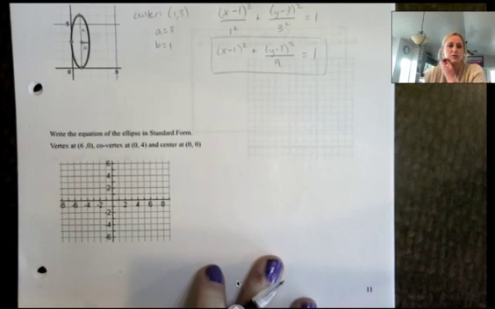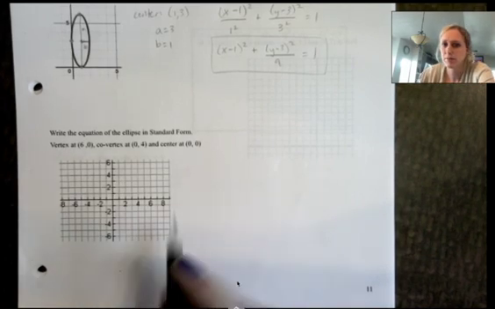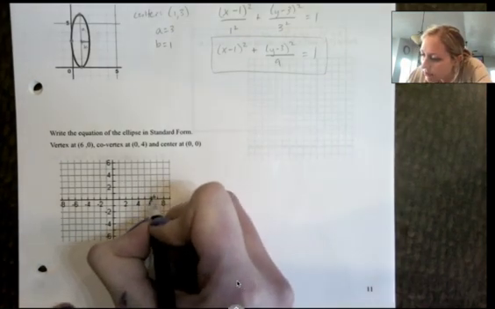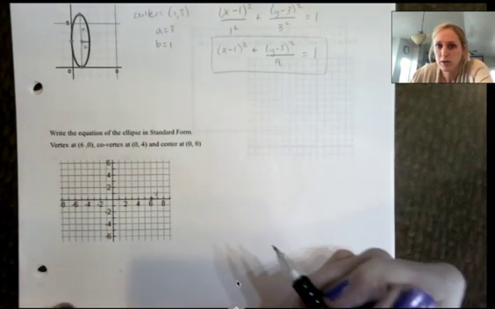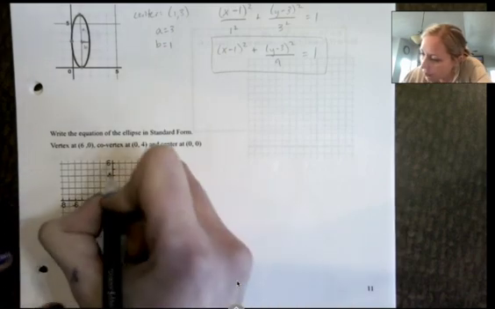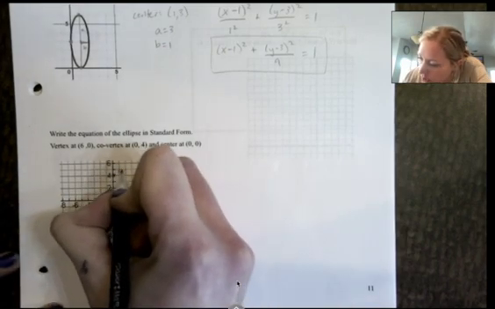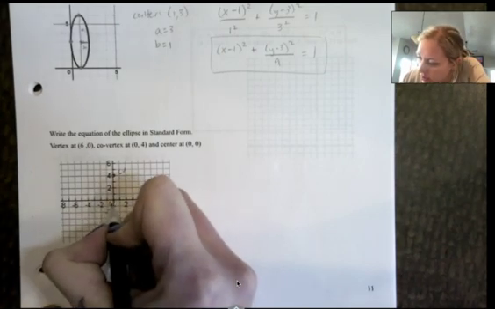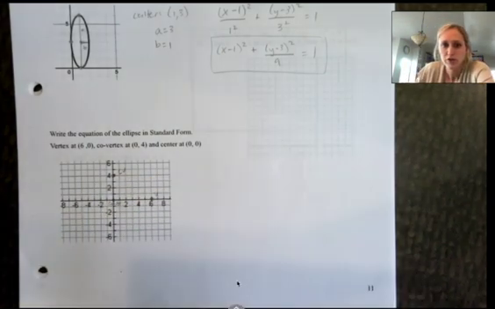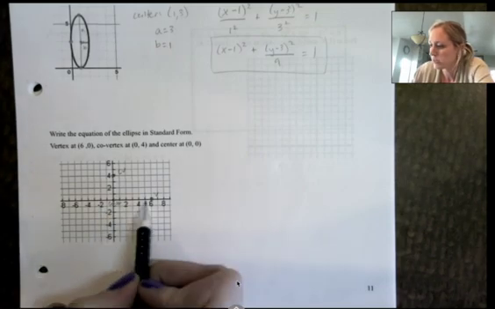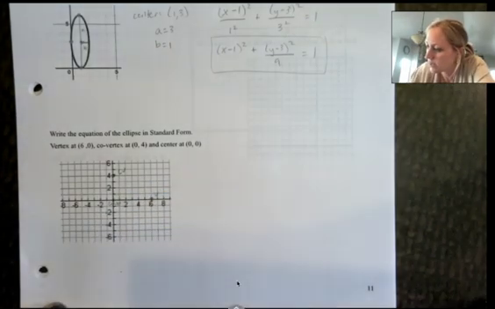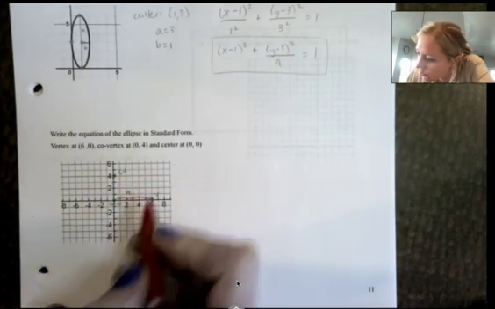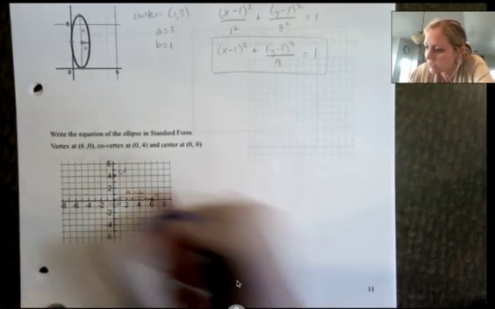Okay, here it wants us to write the equation of an ellipse in standard form. They are telling us the vertex is at 6, 0. So the vertex is there. Co-vertex at 0, 4. Those are the co-vertices. And the center is at 0, 0. Okay, so we know from the center to the vertex is A. So right here, this distance is A. So we have A is equal to 6.